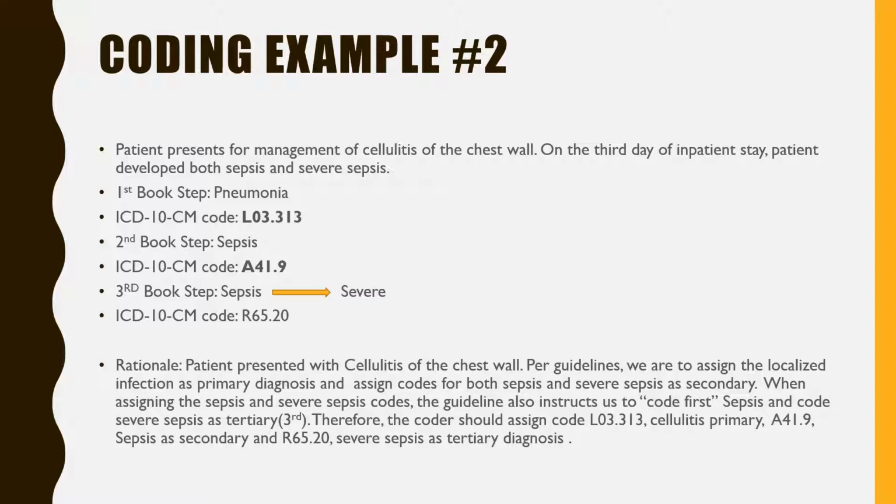And so the reason for our sepsis and severe sepsis being assigned to our second and third placeholders, again, the patient actually presented for cellulitis of the chest wall. However, during the course of their inpatient stay, they also developed sepsis as well as severe sepsis. So our cellulitis is going to be our primary diagnosis, which is the primary reason why the patient is being treated. And then our sepsis and severe sepsis are representing the illness that developed during the inpatient stay.